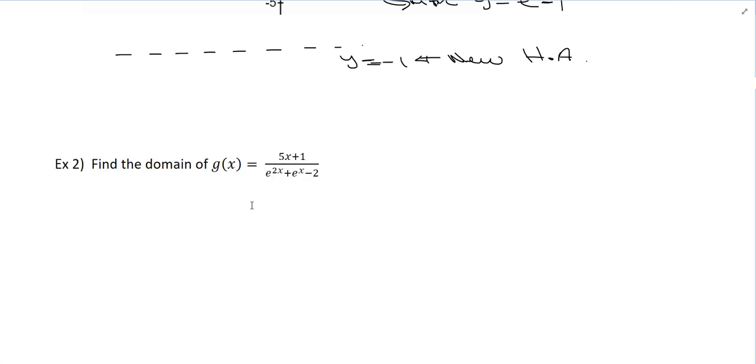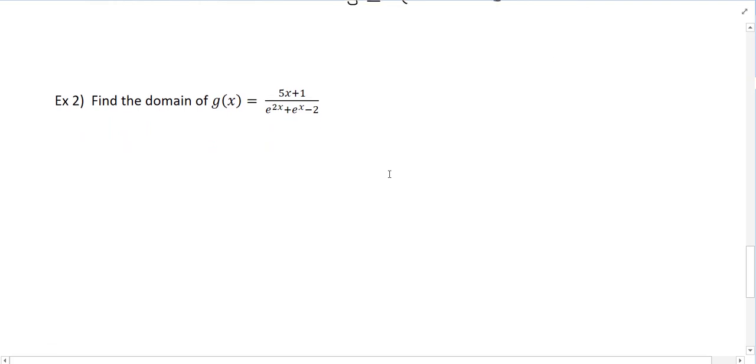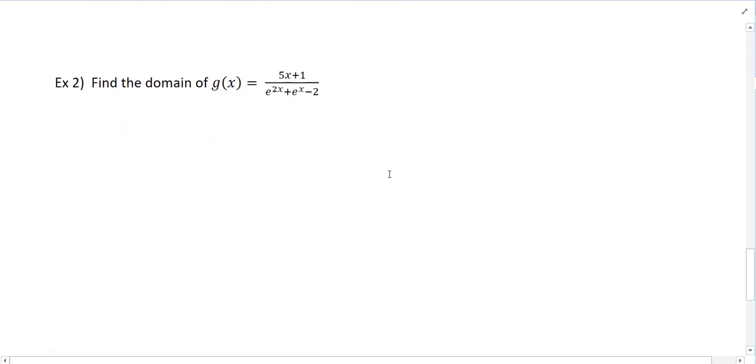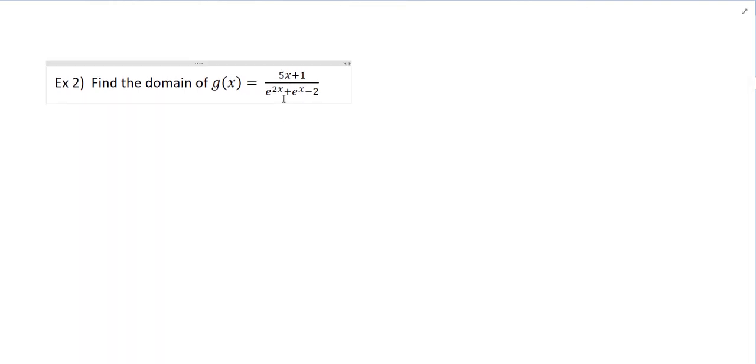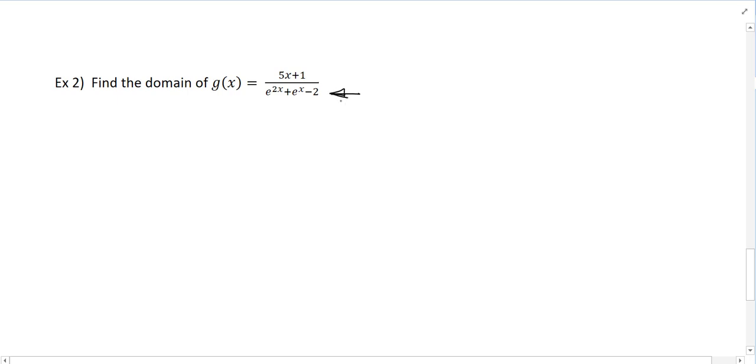So say I want to find the domain of this function. g of x is 5x plus 1 over that denominator that includes e to the x. Now the domain of e to the x itself is all real numbers, but now e to the x is just part of this denominator. So from what we know about fractions, I know that I need to exclude any value that makes the denominator 0. We cannot have the denominator be 0.